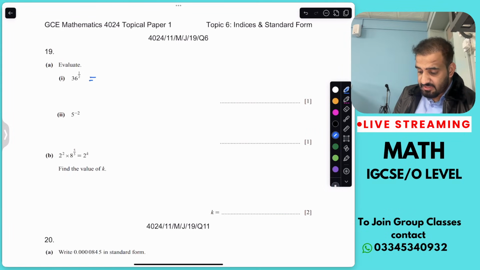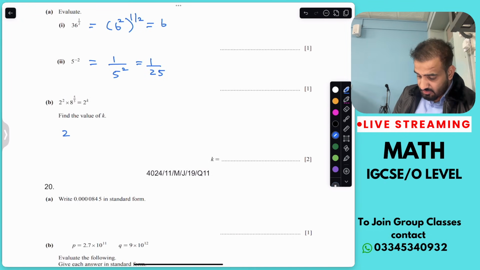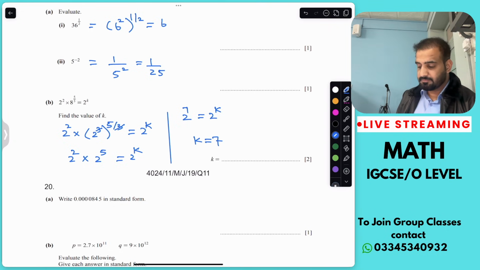36 whole 1 over 2, it is simply 6 square 1 over 2. So the answer is 6. 5 minus 2 is 5 whole square, which is 1 over 25. 2 square cross 8 can be written as 2 cube and whole power 5 over 3. 3 will be cancelled out. So 2 square cross 2 raised to power 5 is equal to 2 raised to power k. So 5 plus 2 is 7. So 2 raised to power 7 is equal to 2 raised to power k. Bases are equal. K will be 7.